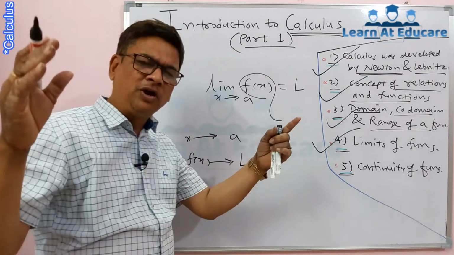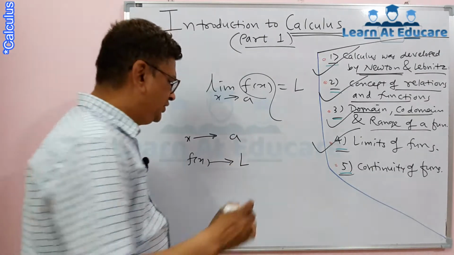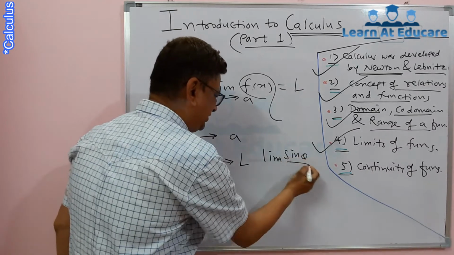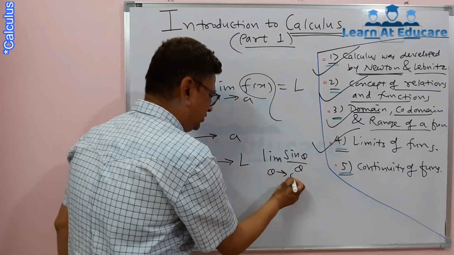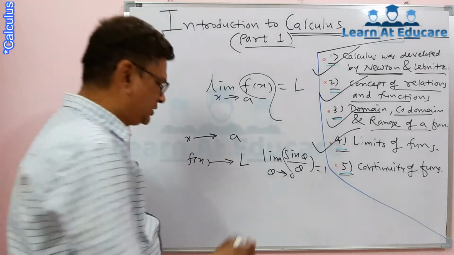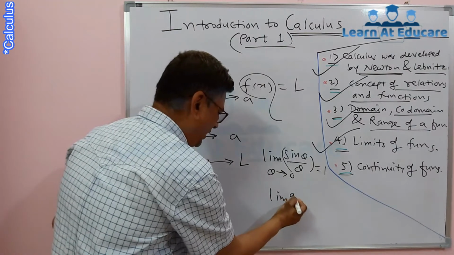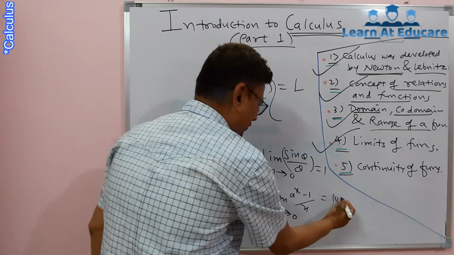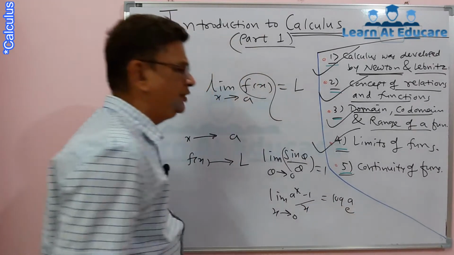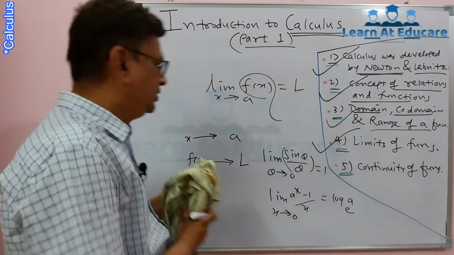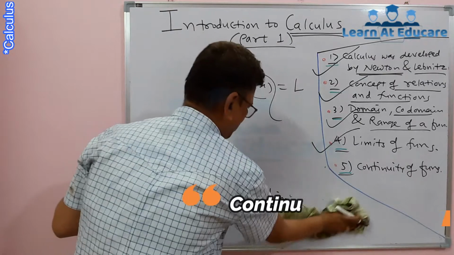There are a lot of formulae used in limits. For example, one formula is limit sin θ upon θ, as θ tends to 0, equals 1, or another formula, limit (a^x - 1) upon x, as x tends to 0, is given as log a to the base e. There are a lot of types of limits. Then the next is continuity of functions.